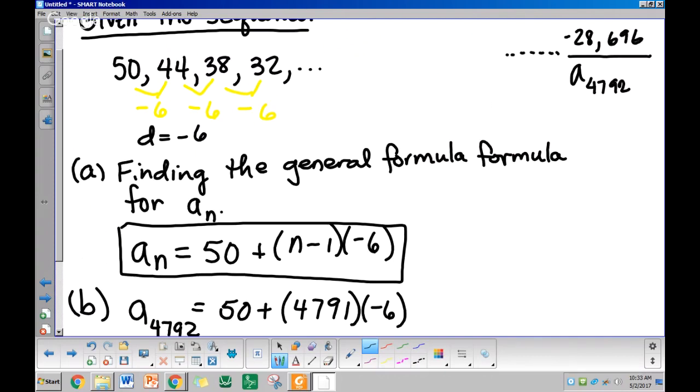Since the domain has to be only positive integers, does that mean that you can't go backwards from 50? Like you couldn't have a zero above? Yeah, our sequence is starting at 50. Now, there are some sequences that we will start at 0, but that's in calculus, so don't worry about that right now. We're going to start with 1 or 2.